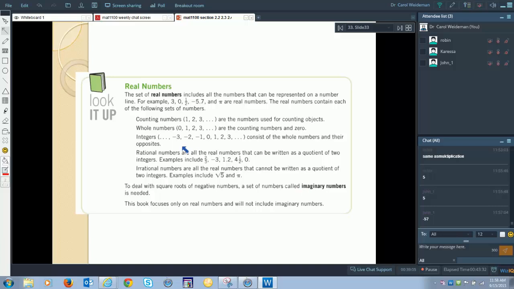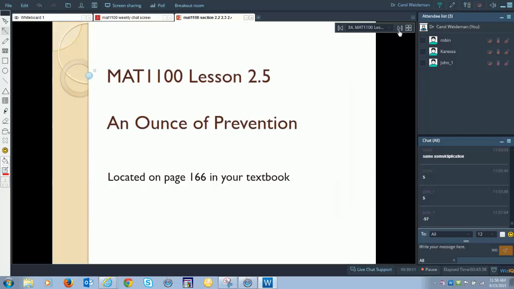The example I just had, what's the square root of negative 25? It's just not a real number. So here's a nice summary of all the kinds of real numbers. Okay, one last section to do today.